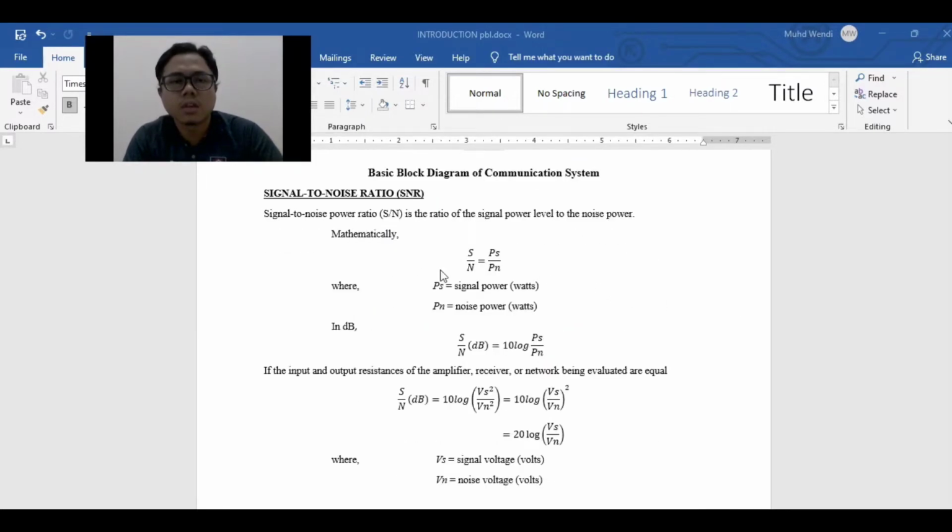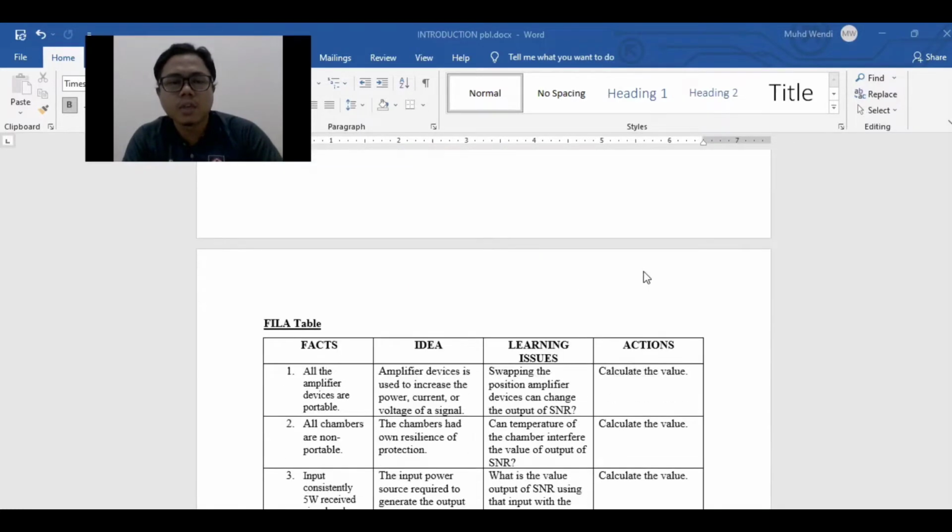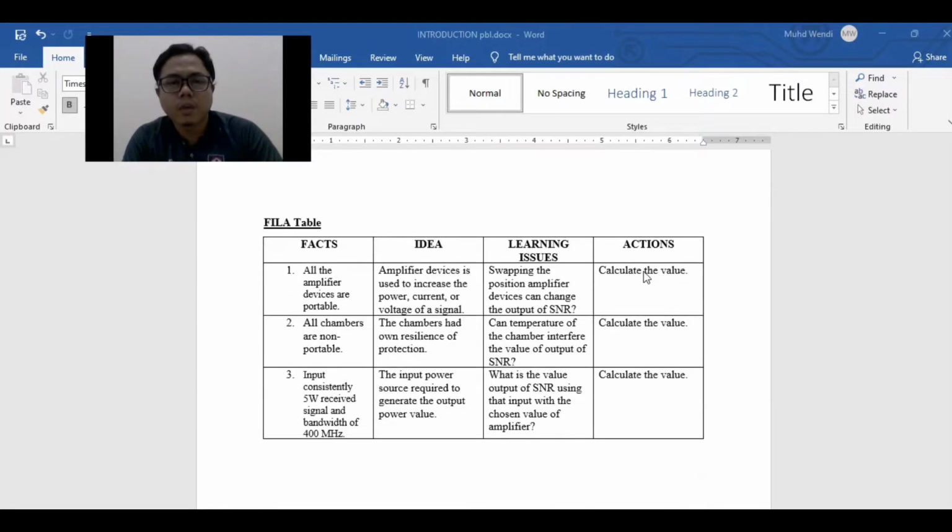This is the signal to noise ratio, which is the ratio of the signal power level to the noise power. So this is the formula calculation for this SNR. For the figure table, we construct facts, ideas, learning issues, and actions. Firstly, for the facts: all the amplifier devices are portable for task 1, second, all chambers are non-portable, and third, the input is a consistent 5-volt retrieve signal and bandwidth of 400 MHz.